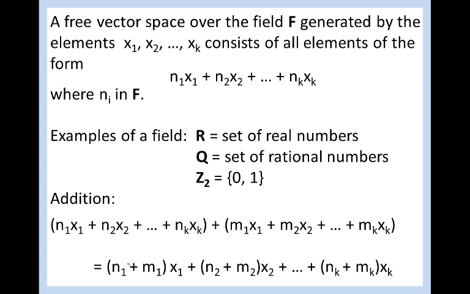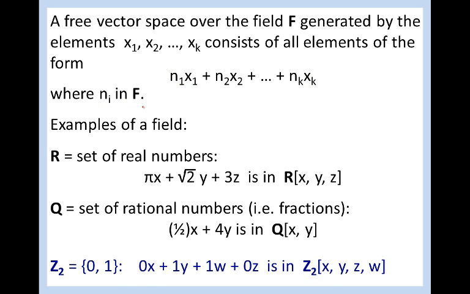We will now define free vector space. Note that the only difference between a free vector space and free abelian group is that our coefficients need not be integers. So, for example, if we work over the real numbers, our coefficients could be pi, square root of 2, or 3. Or we could use rational numbers, i.e. fractions, and our coefficients could be, for example, 1/2 and 4. We will mostly work in Z mod 2, where our coefficients can only be 0 or 1.